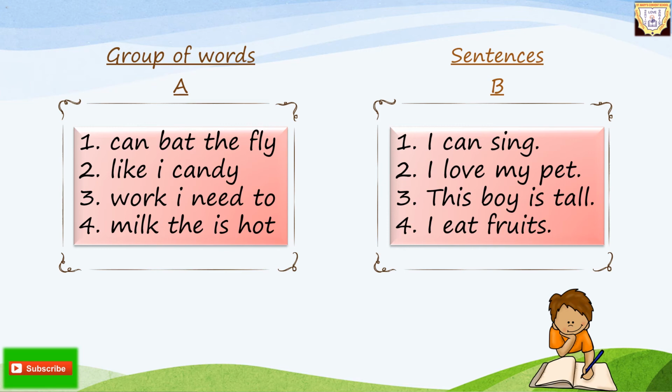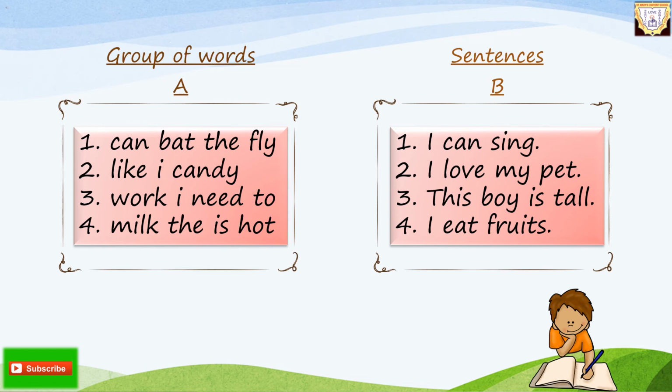Now let's see box B. Number 2. I love my pet. Children, is this a sentence? Yes, this is a sentence because it starts with a capital letter and ends with a full stop. And it makes a complete sense. So, this is a sentence.